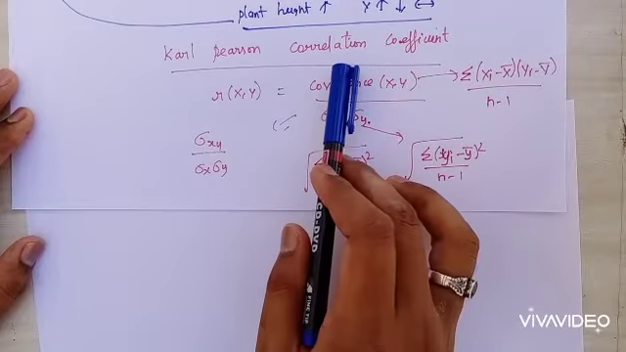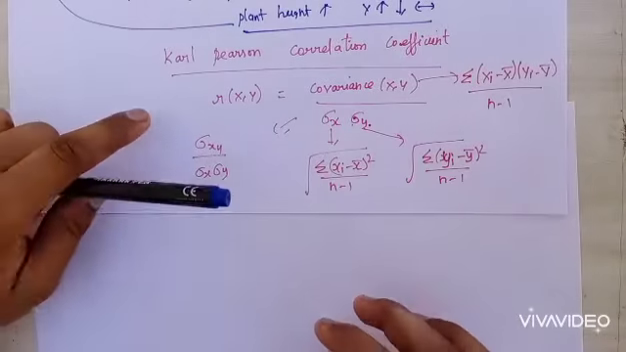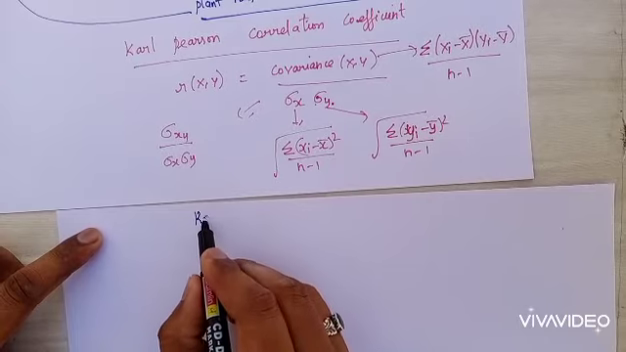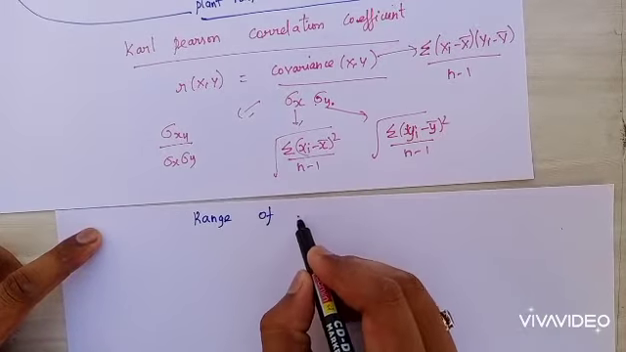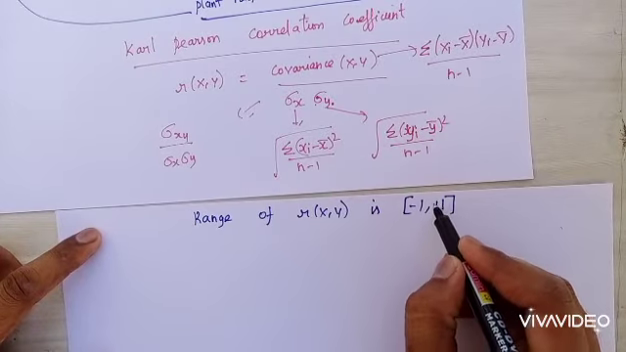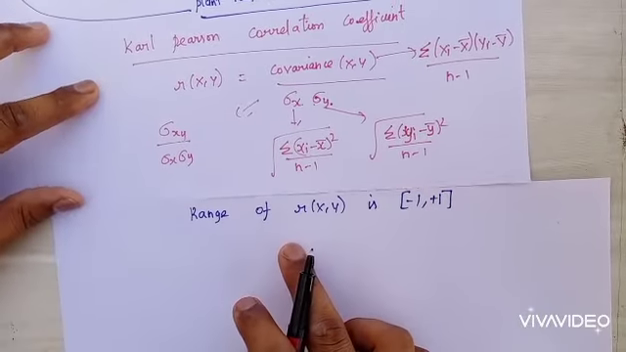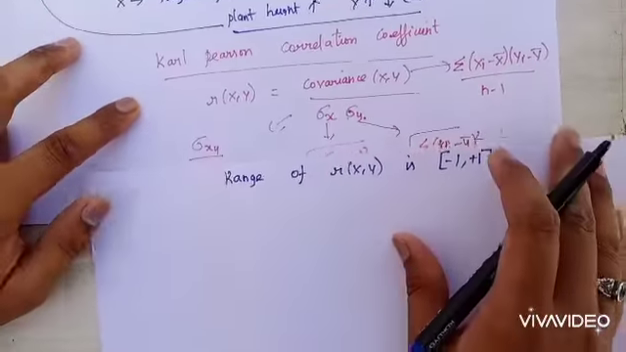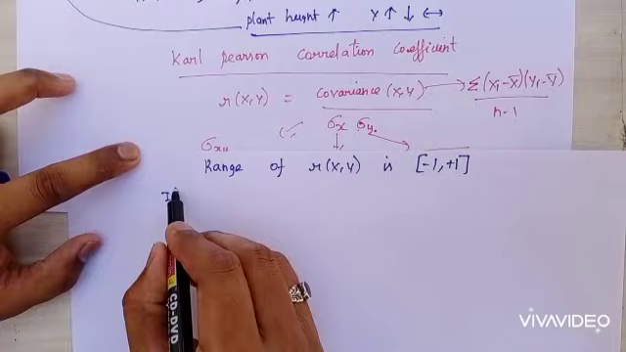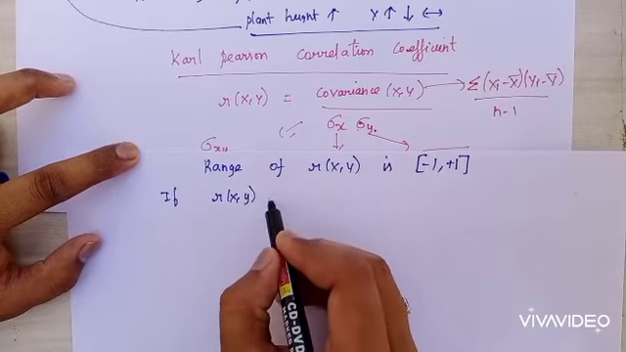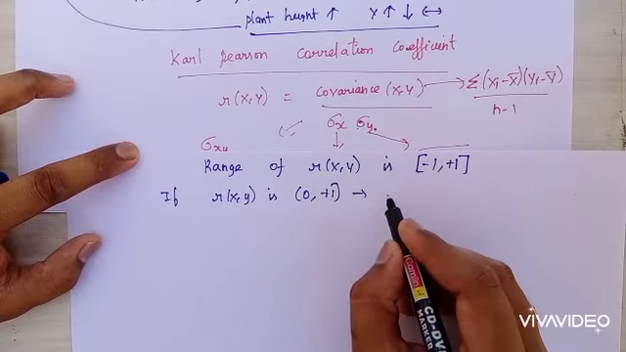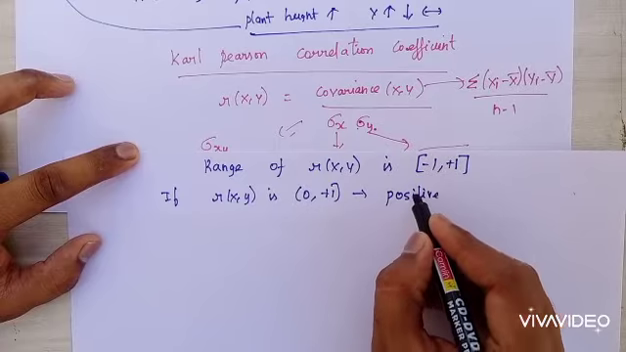And by using this Pearson correlation coefficient, we will find the correlation. The range of this Pearson correlation coefficient, R x comma y, is -1 to +1. If R x comma y is 0 to +1, then there is positive correlation.